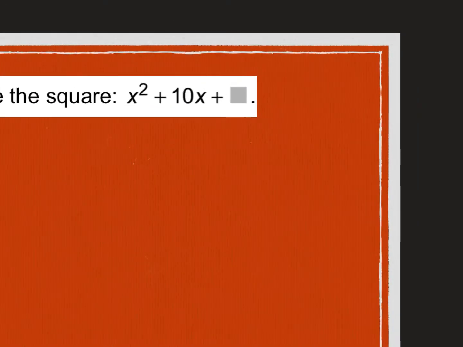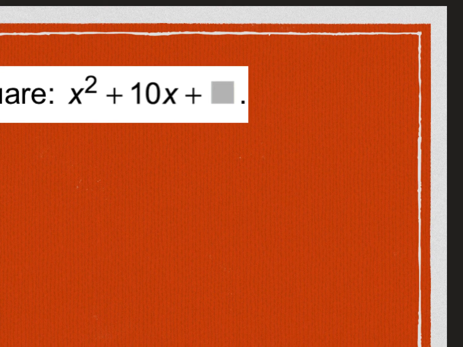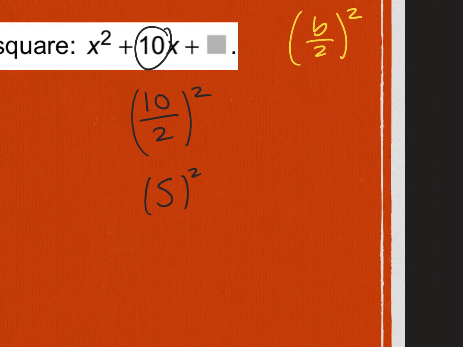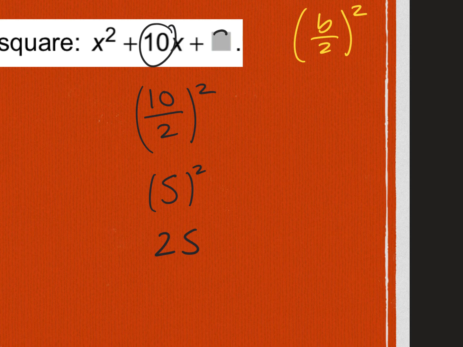All right, we're doing the same thing here. What's the formula that we use? B over 2 squared. What's our b here? 10. So we have 10 over 2 squared. What's 10 divided by 2? 5. And what's 5 squared? 25. So 25 completes the square.